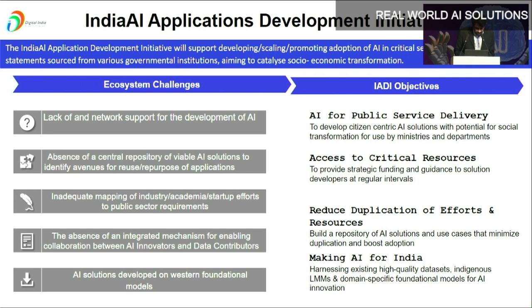As for our objectives, our goal is to make AI for India by harnessing high-quality datasets and indigenous models, and we do this by providing strategic funding and guidance to solution developers. We also seek to build a repository of AI solutions to reduce the duplication of efforts and resources and strive to develop a citizen-centric model for AI solutions with the potential for social transformation.